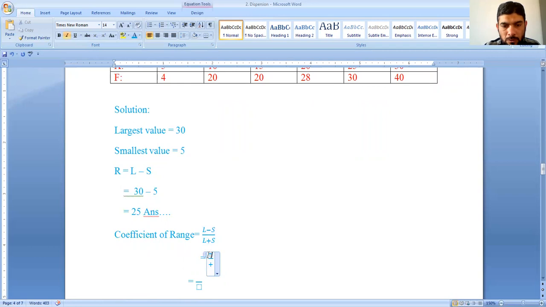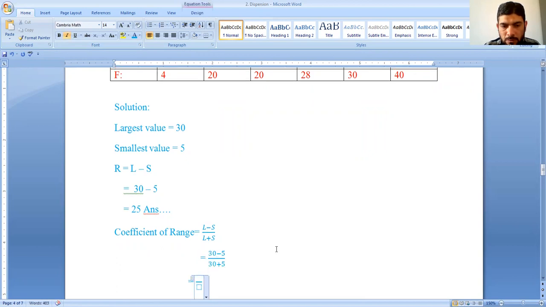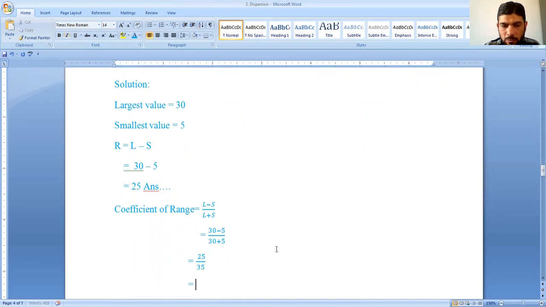Now we have to take the coefficient. For this coefficient we have 30 minus 5 upon 30 plus 5. 30 minus 5 is 25, and 30 plus 5 is 35. So 25 upon 35, that means 25 divided by 35.